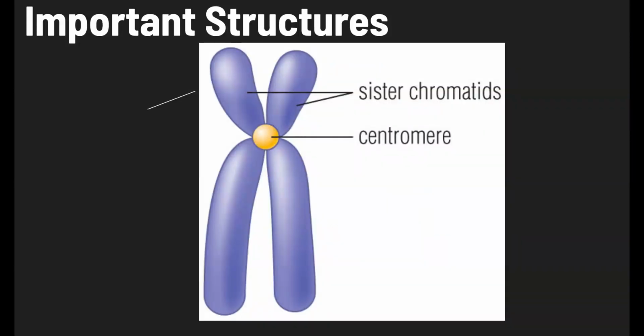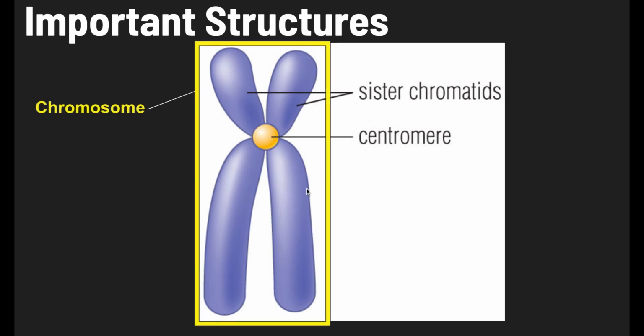A few other important structures here. What you see in this box is one chromosome. But one chromosome is made up of two sister chromatids, and I've highlighted those in different colors. So on the left, there's a sister chromatid, and on the right, there's a sister chromatid. And then the thing that connects the two sister chromatids is a centromere.